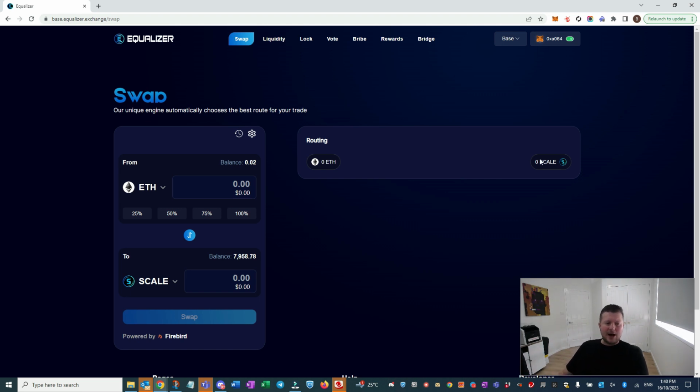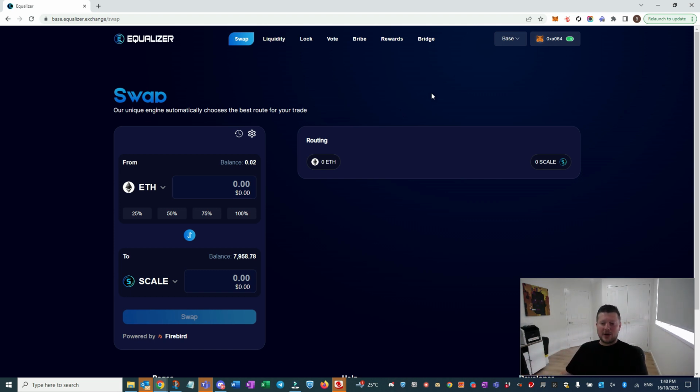So we'll start with scale itself. Now that's our token for the whole platform, Equalizer on Base. We named it scale as we're scaling our solution basically. So on FTM it's equal, here it's scale. That's really the only difference that you need to worry about. So why we have scale is because it's our token that we emit to attract liquidity.